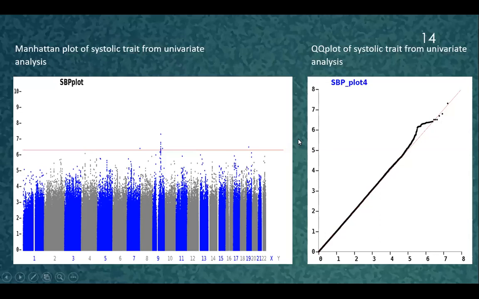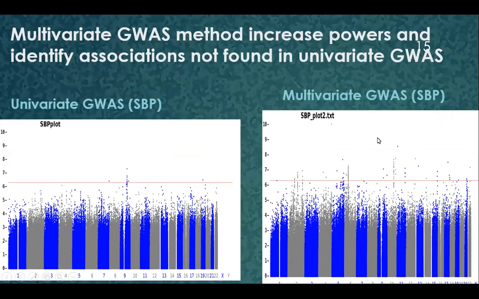This is the systolic blood pressure using univariate GWAS, while the Manhattan plot on the right shows the systolic blood pressure using the multivariate GWAS approach. The multivariate GWAS analysis obviously has more power in detecting genetically significant variants than the univariate GWAS. This demonstrates that the multivariate GWAS method increased power to detect associations which were not initially identified using the univariate GWAS approach.